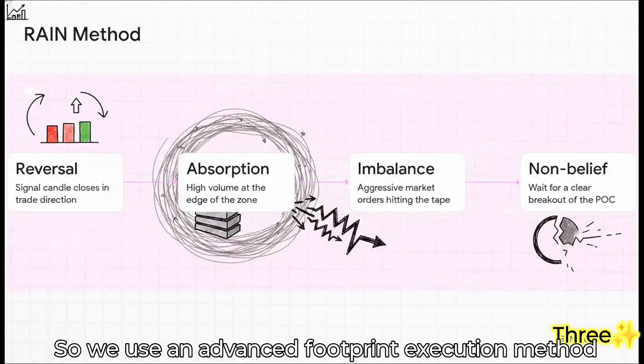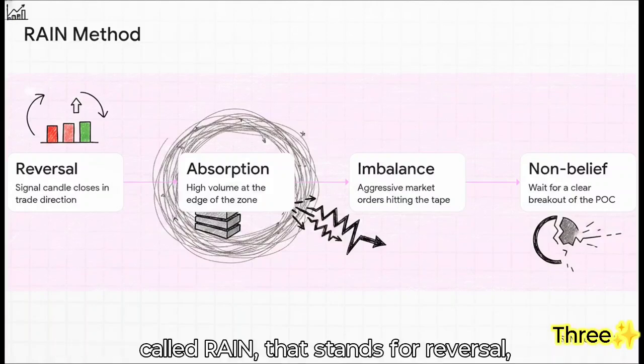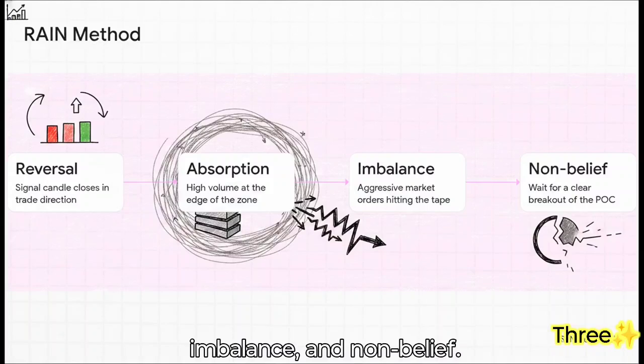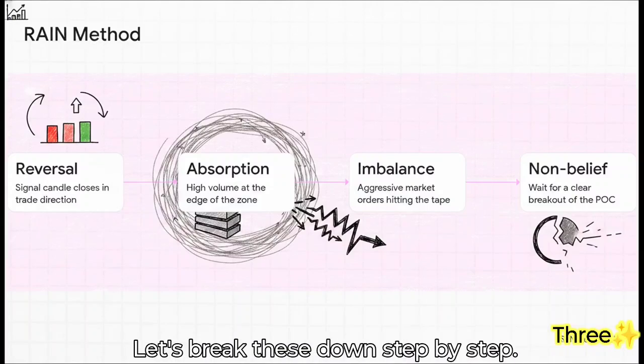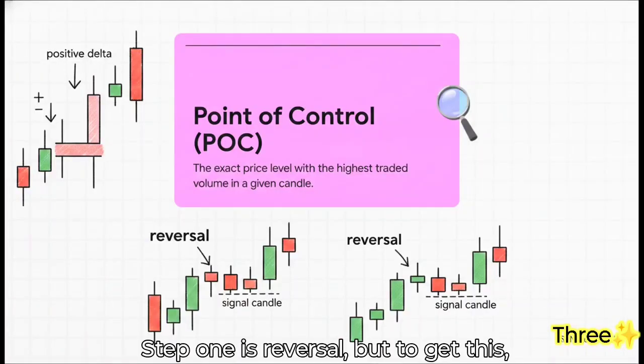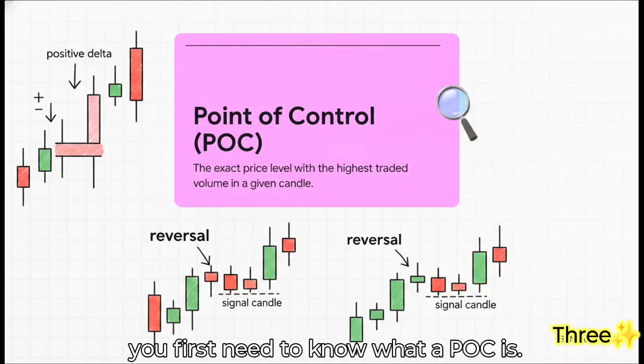So we use an advanced footprint execution method called RAIN. That stands for reversal, absorption, imbalance, and non-belief. Let's break these down step by step. Step 1 is reversal. But to get this, you first need to know what a POC is.